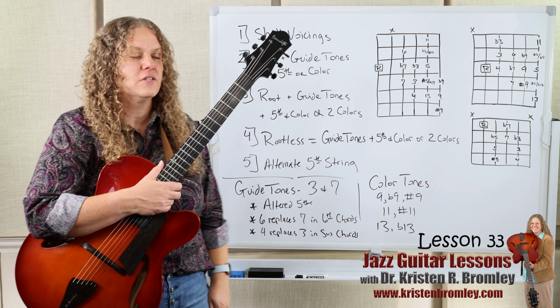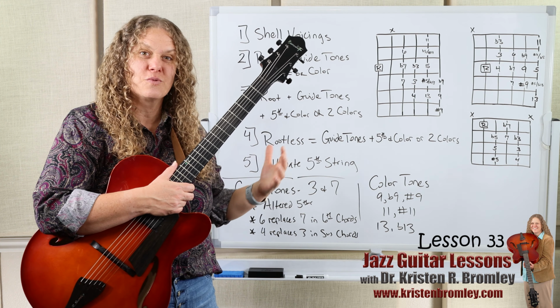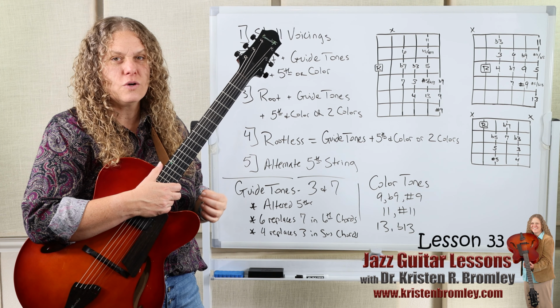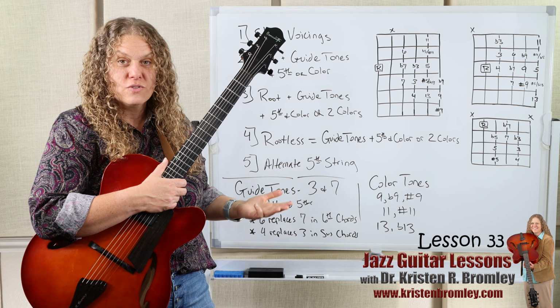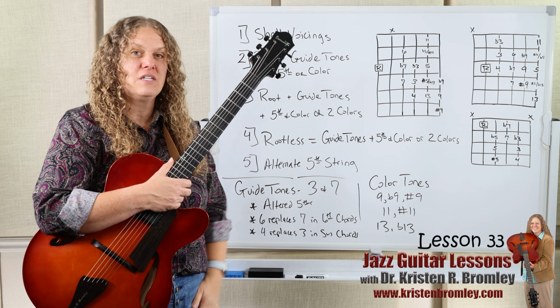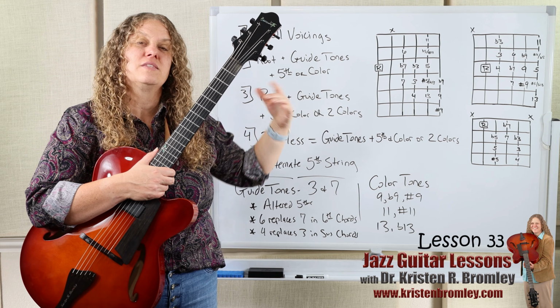That option is especially there when we want the 5th on the 4th string, which we'll learn as we're learning different voicings. But color tones are the 9th, the sharp 9, flat 9, sharp 11, natural 11, 13, flat 13. Those are our color tone options, which I have written right here. And those are going to go on the top strings.